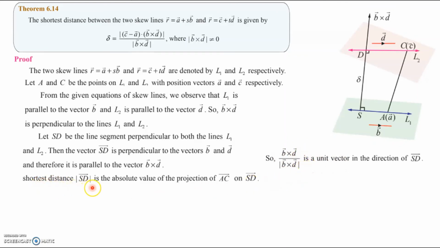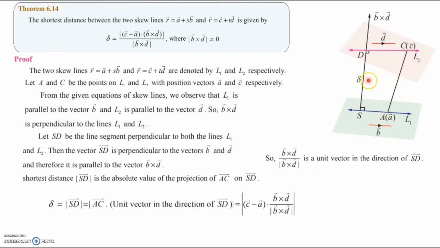Next, the shortest distance SD can be defined as the absolute value of the projection of vector AC on vector SD. So this is vector AC and this is vector SD. AC makes a projection on SD. Then the shortest distance, which is the magnitude of the SD vector, will be the absolute value of AC's projection on SD. Further, we can define that shortest distance as sigma. So sigma is the magnitude of SD, and it's defined as the AC vector dot product with the unit vector of SD, and its magnitude.